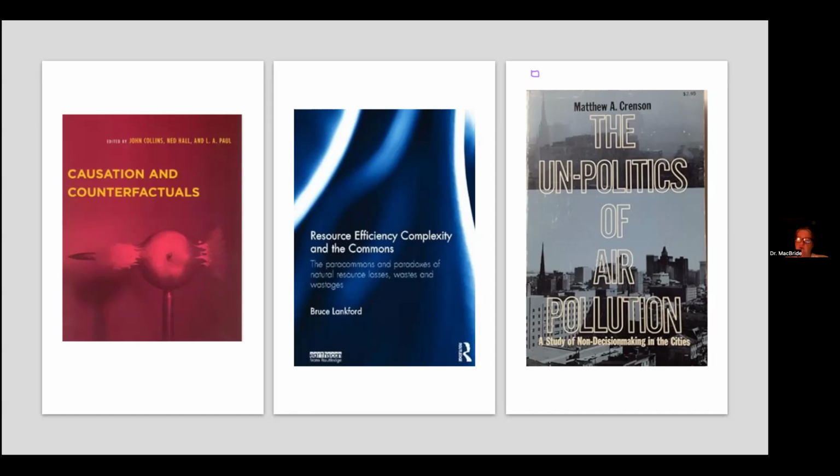And then also, I was influenced by this. This is an old book, but this notion of unpolitics or non-decision making: when are issues not addressed, when are issues not even spoken about, that are measurable and obvious and serious.